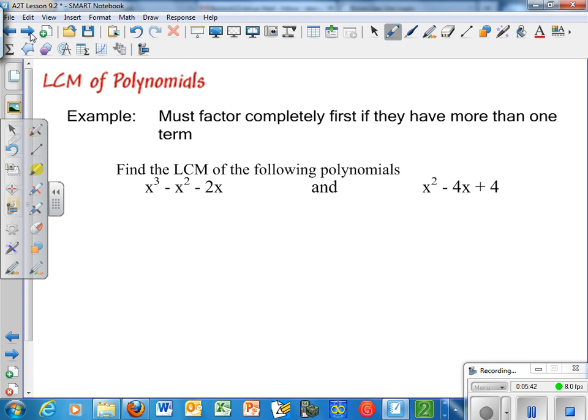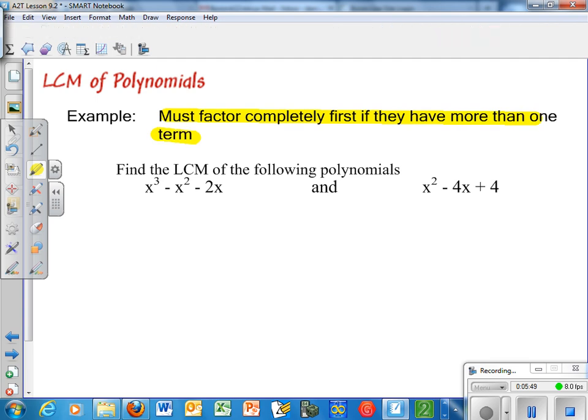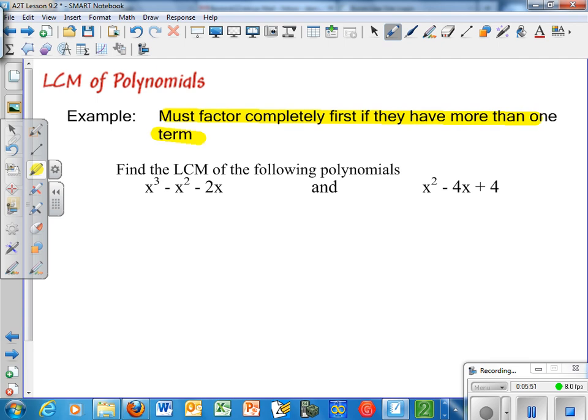Alright, now let's look at when they're polynomials. Notice what you need to do. Factor completely first if you have more than one term. Binomials or trinomials. So, we're finding the LCM of these two right here. Notice they both have 3 terms. You want to factor completely. You got to use all your factoring rules.